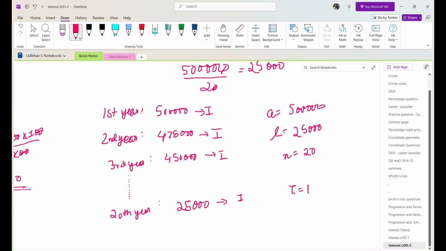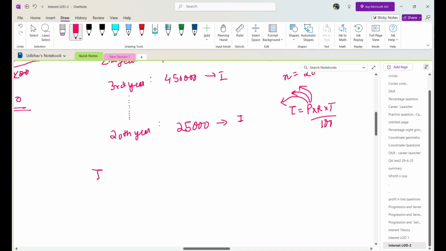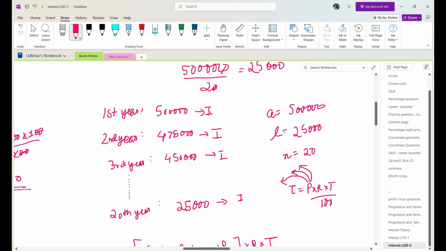Interest is calculated by P into R into T upon 100. This principal is not the same for every year. It is being divided into 20 different parts. So we can write it as P1 plus P2 plus P3 plus ... plus P20, into R into T upon 100, right? Or you can just do it individually.